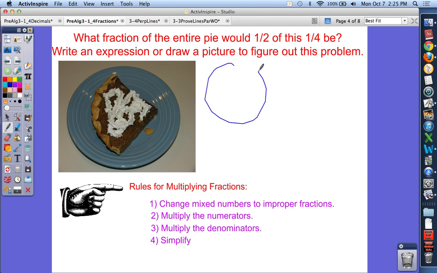So here's the whole pie. The piece that's left right now is this one right here. This is 1/4 of the pie. And you're going to get half of that. So can you draw a picture to represent that? Well, if I'm getting half, I could break this 1/4 in half, but I'd have to keep going around the rest of the pie to get equal size slices. So if I broke this in half right here, you got a piece, your sister got a piece, what fraction of the whole pie are you getting?